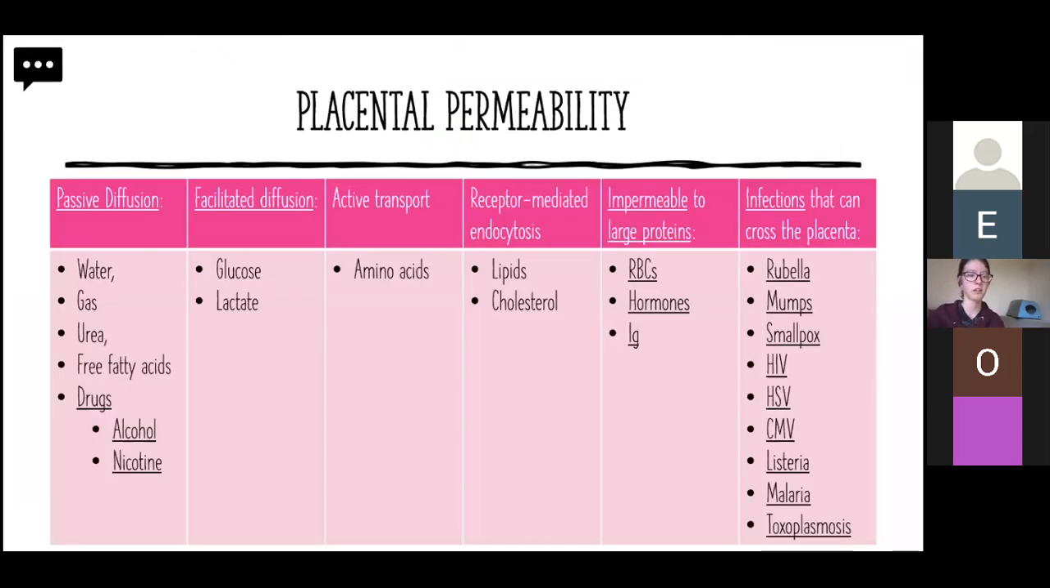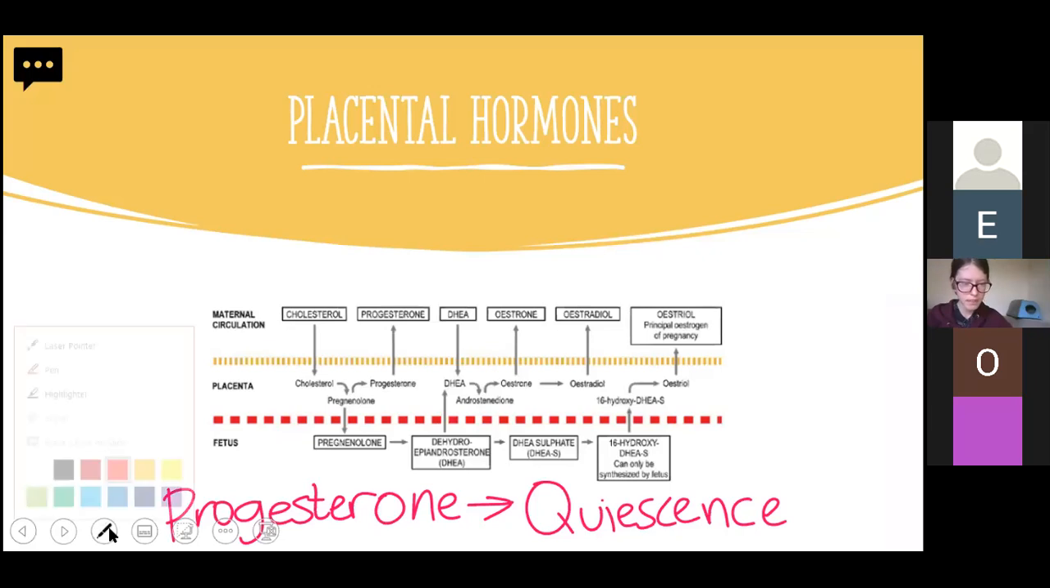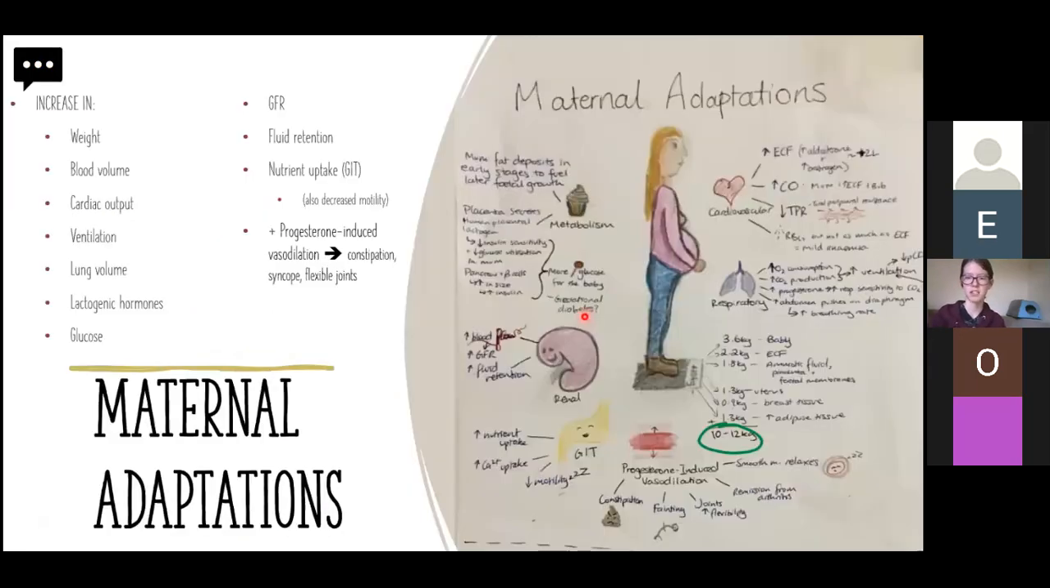And drugs like alcohol and nicotine can, and some infections as well. Placental hormones. There's this whole complex little diagram here, but the important thing to know is that there's lots of progesterone during pregnancy, and that keeps your uterus quiet and happy and not contracting. Maternal adaptations, basically everything goes up.